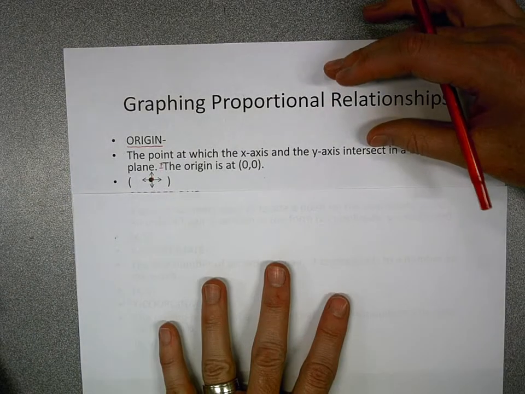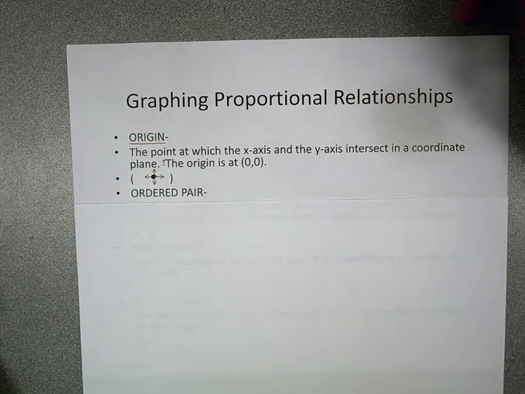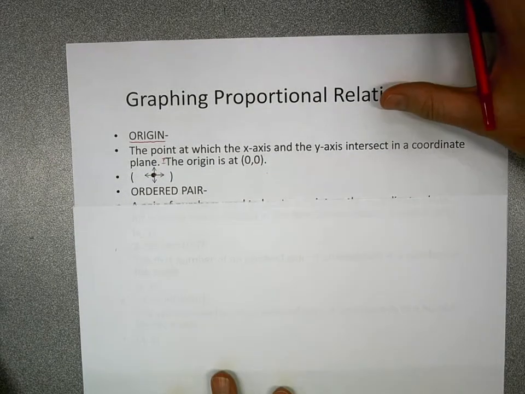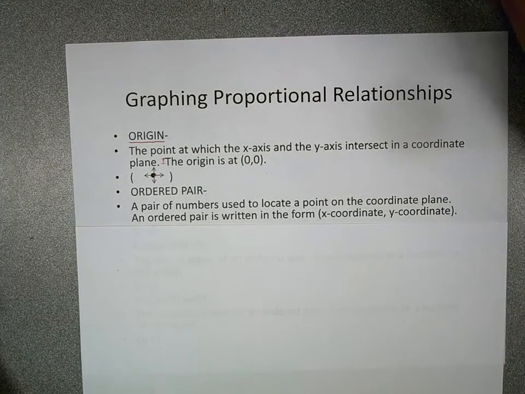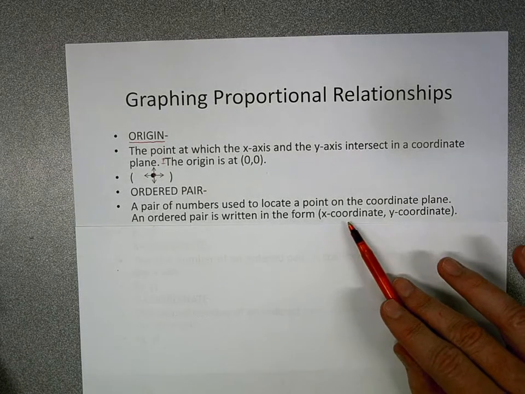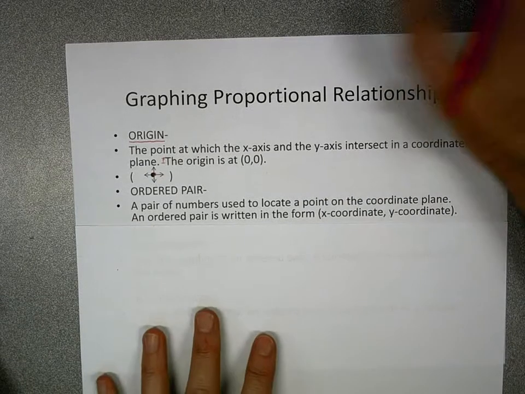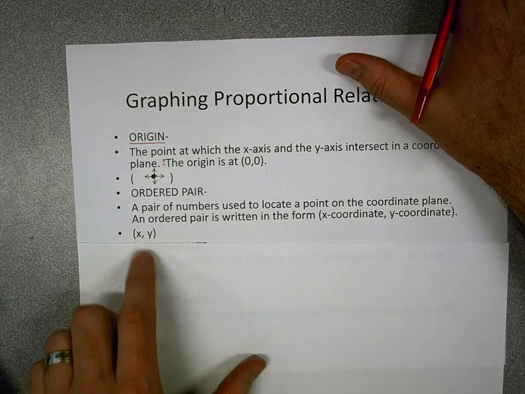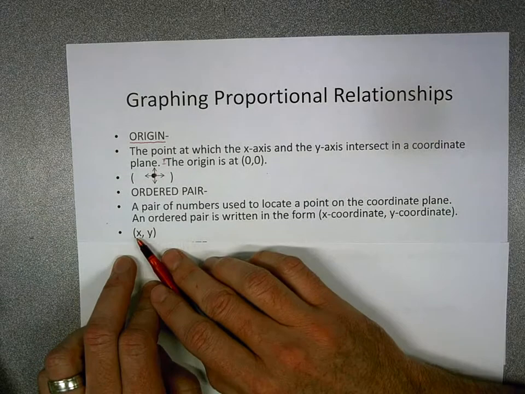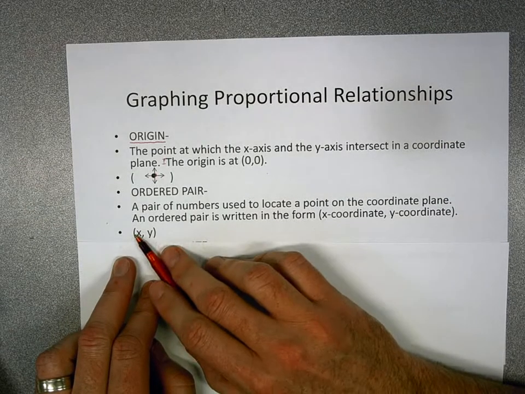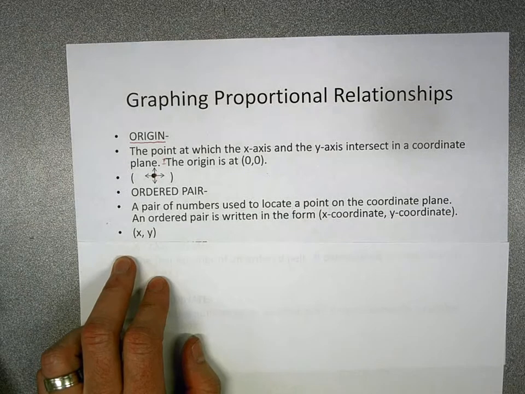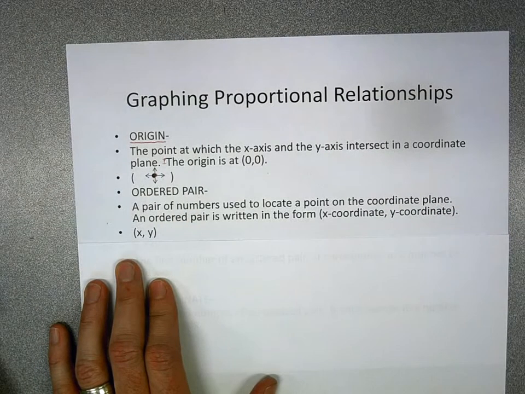3 more. Okay, the next one is called ordered pair. An ordered pair is a pair of numbers used to locate a point on the coordinate plane. It's written in parentheses, always the x-coordinate first, then a comma, and then the y-coordinate. So it'll always look like (x, y). And of course, the x will be a number or an integer, and y will be an integer. That's what an ordered pair looks like.